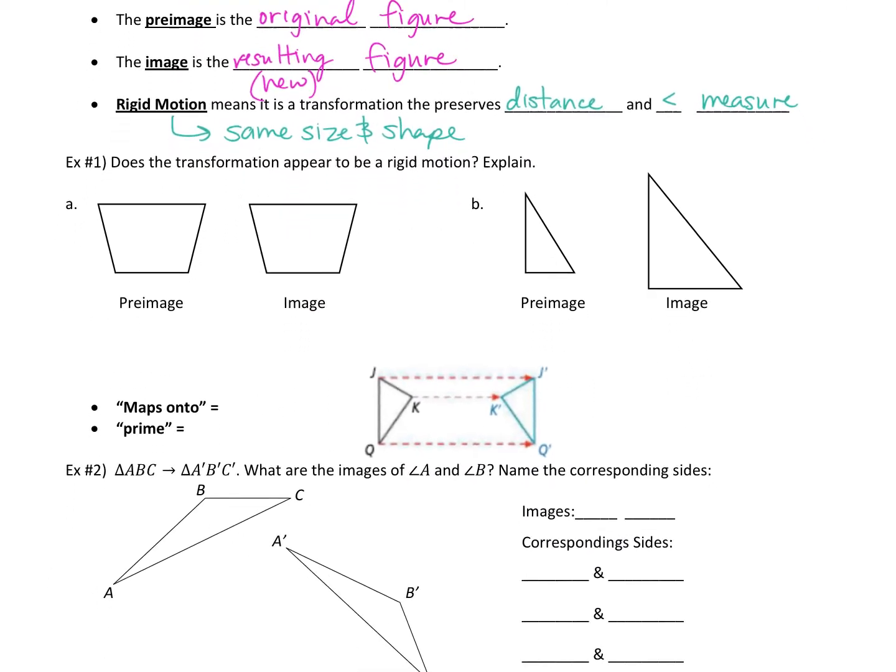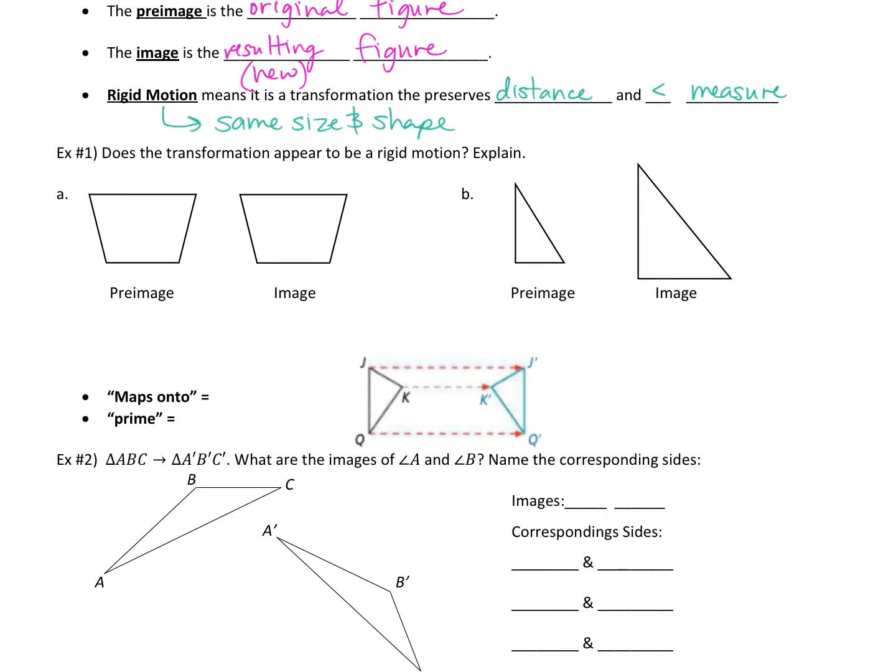Okay, so look at example 1 here. It says, does the transformation appear to be a rigid motion? Explain. So based on that definition I just gave you, preserves distance and angle measure. So same size, same shape. Would you say letter A, your pre-image being the left side, your image being the right side, does that look like a rigid motion to you?